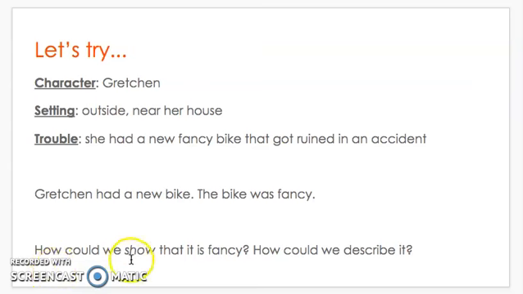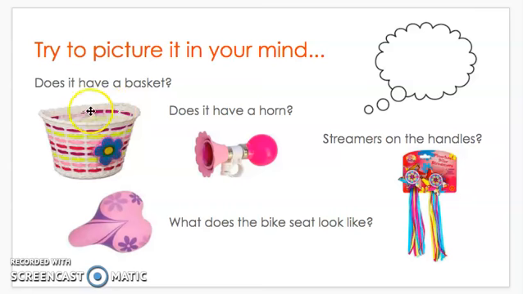How could we show that it is fancy? How could we describe it? So the bike we know is fancy. My words are telling us that, but how can we show that it is fancy? So let's try to picture it in our mind. Does it have a basket? Does it have a horn? Does it have streamers on the handle? What does the bike seat look like? So picture it in your mind, a fancy bike. What details are on a fancy bike? Realistic details.